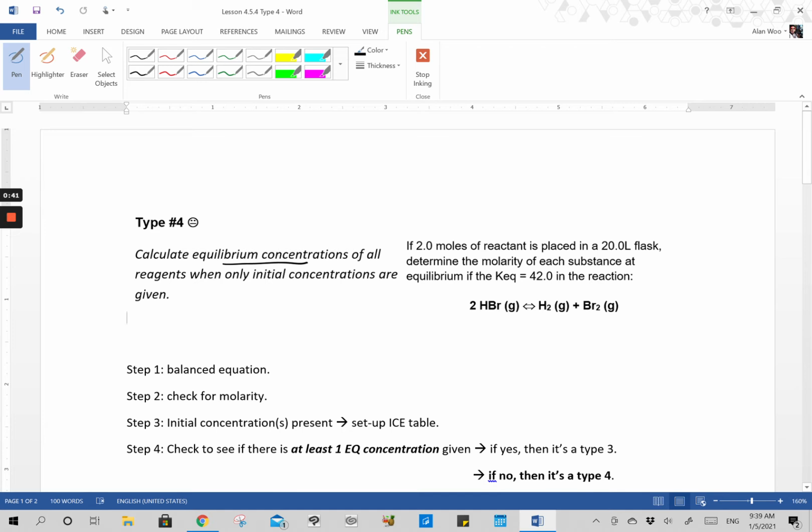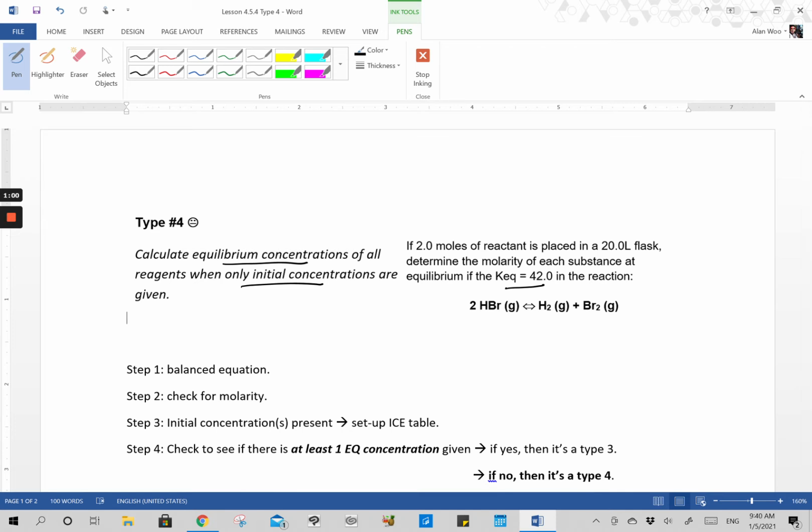but you only have the initial concentrations given. What's also different from a type 3 is that you actually do have the KEQ. So that's going to play a role near the end of the process here.